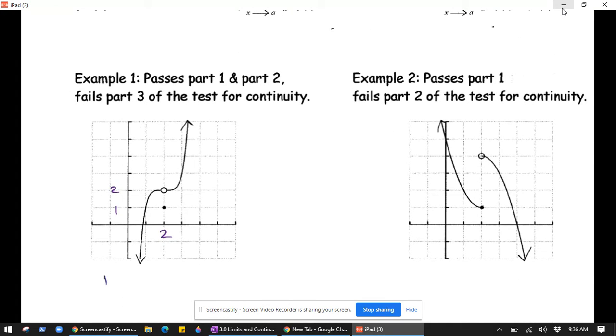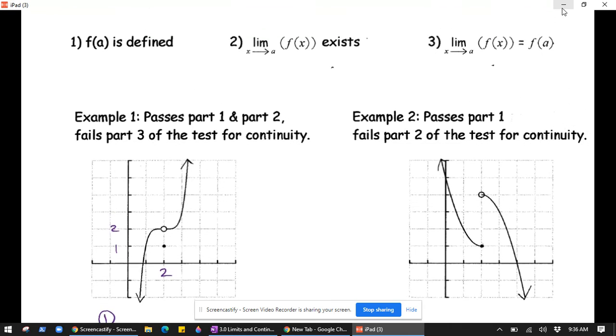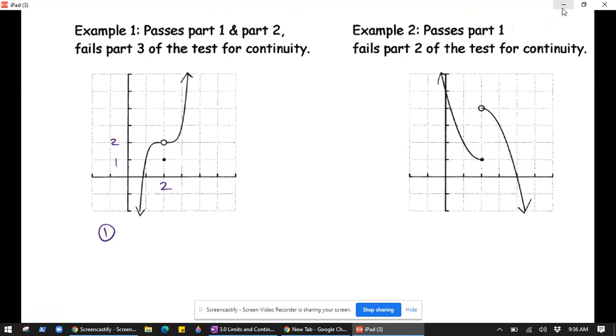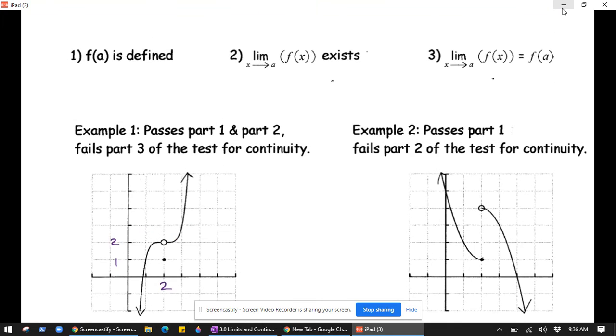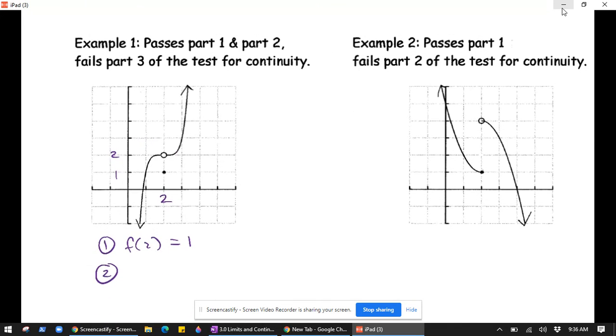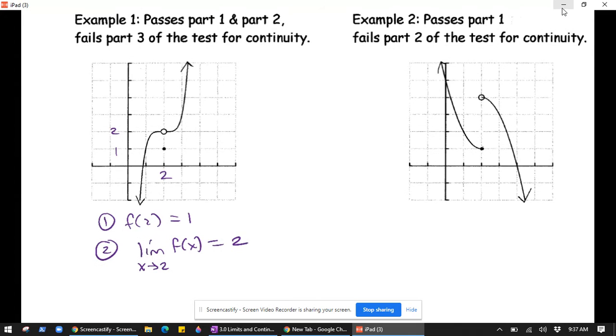So first, we need to indicate whether f of 2 exists. Does f of 2 exist? It does. f of 2 is equal to 1. Now we need to check whether the limit as x goes to 2 exists. We can see that from the left and the right, the graph is approaching 2. So there's your limit. Now the last thing we have to check is whether or not they agree.